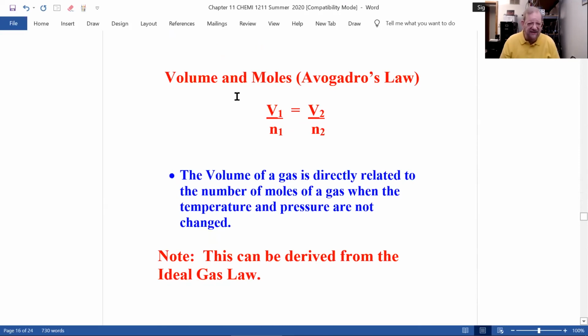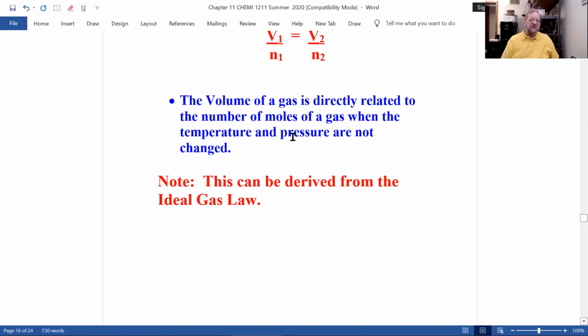Same thing for this slide. This is Avogadro's law. And what Avogadro made famous, and why 6.02 times 10 to the 23rd is named in his honor, is that he found the relationship between the volume of a gas and the moles of a gas, how many you have. And that's the equation: V1 over N1, N being initial moles, V being initial volume, equals final volume over final moles. And this can be derived by the ideal gas law also.